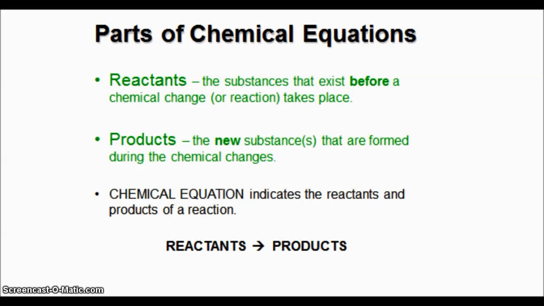And a way that you can always tell is looking at the arrow. The arrow is always going to point to the products. So the arrow always points to the products. The reactants are then on the other side. That's what you start with.